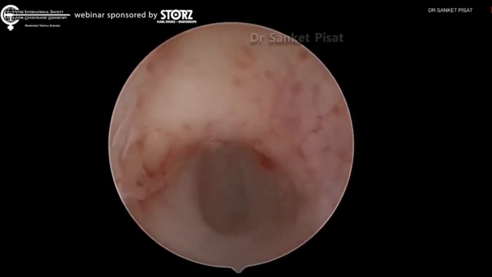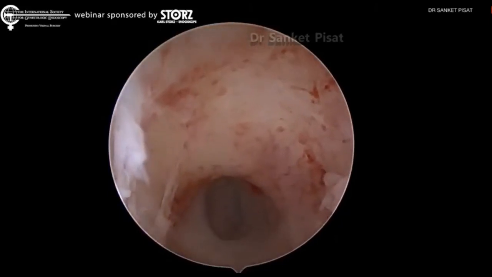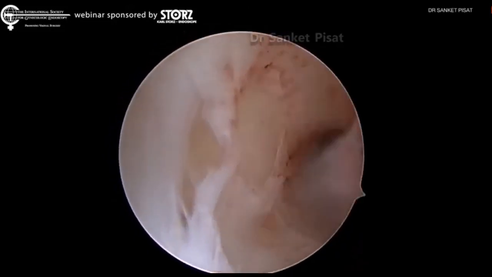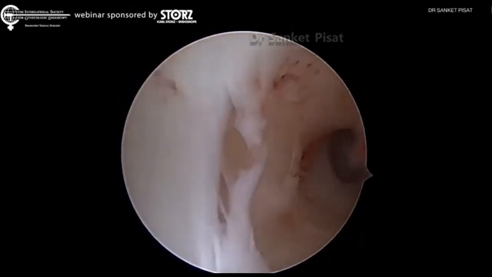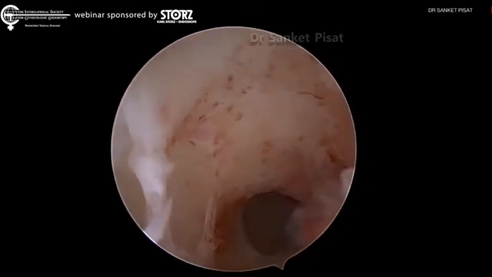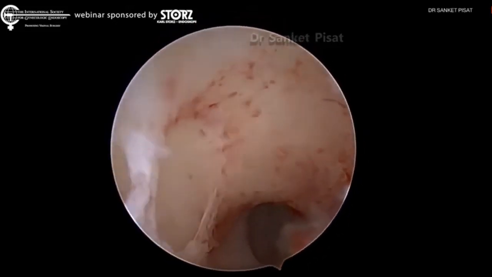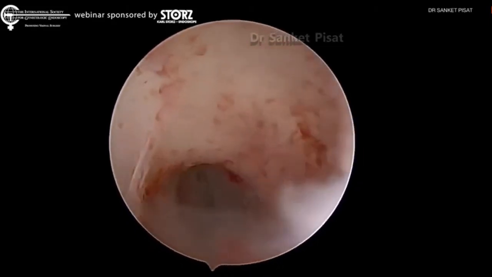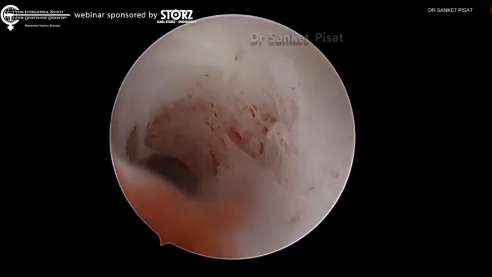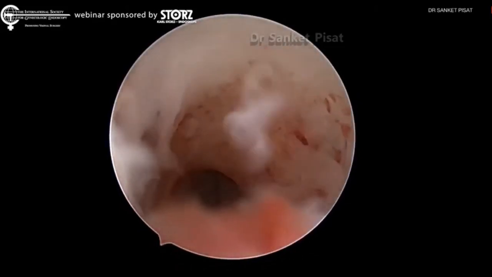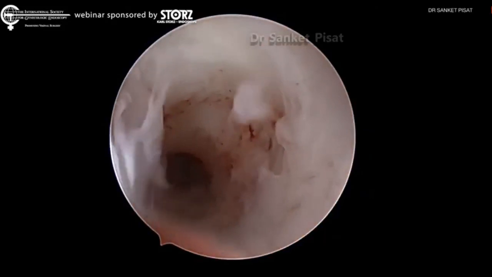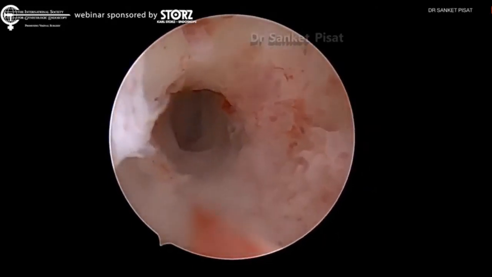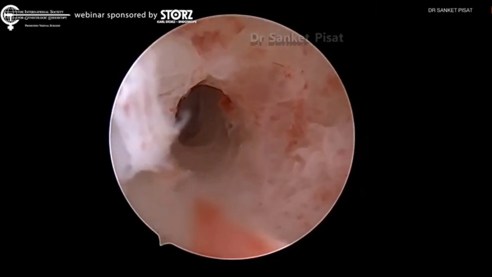So as the telescope enters, one can see that a tunnel-like cavity is seen, almost as if the internal os was still to be breached. However, as the telescope is moved back and forth, it can be seen that we have already gone past the level of the internal os. The second suspicion that comes to mind is that of a false passage. However, we are able to make out that there is endometrium seen lining this cavity that has been created. Therefore, the possibility of a false passage is ruled out.